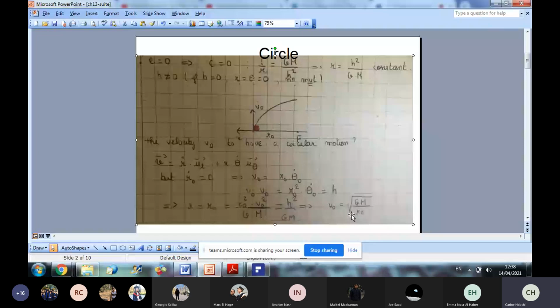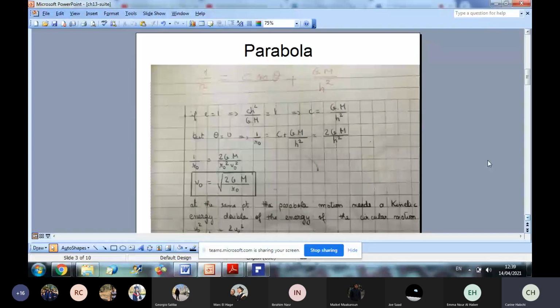Okay, so now the next step will be to get what will be the launching velocity if I want to have another type of motion, let's say I want to have a parabola. For the case of a parabola, the eccentricity should be 1. An eccentricity of 1 will give me the conic section of a parabola, and in case I have epsilon smaller than 1 and higher than 1, I will have other two types that you will see together.